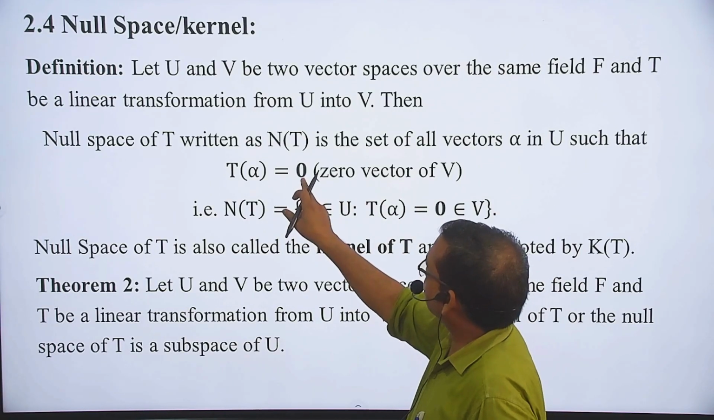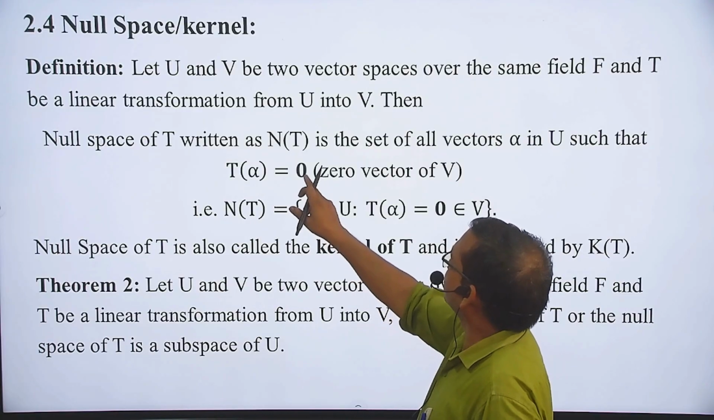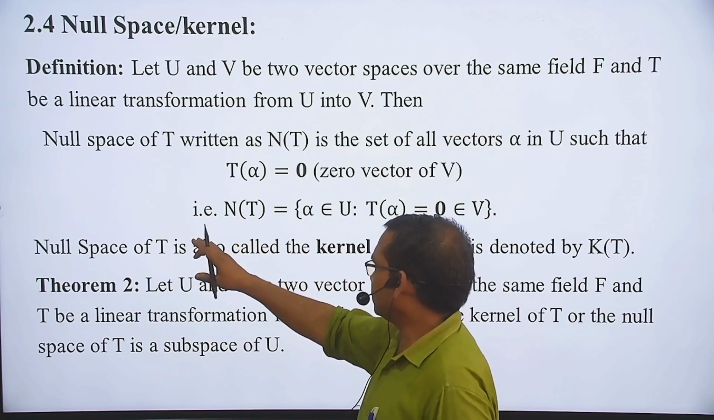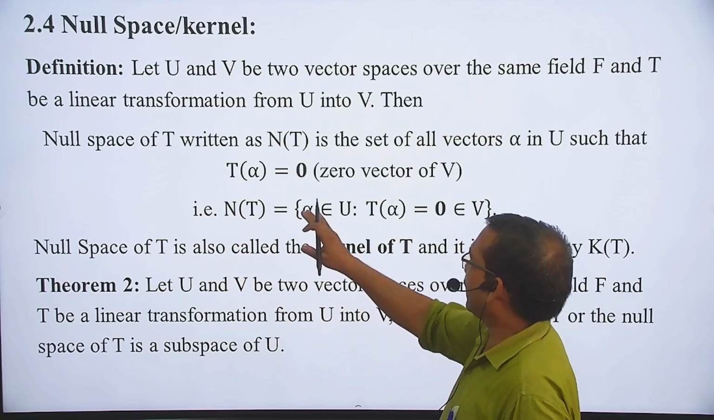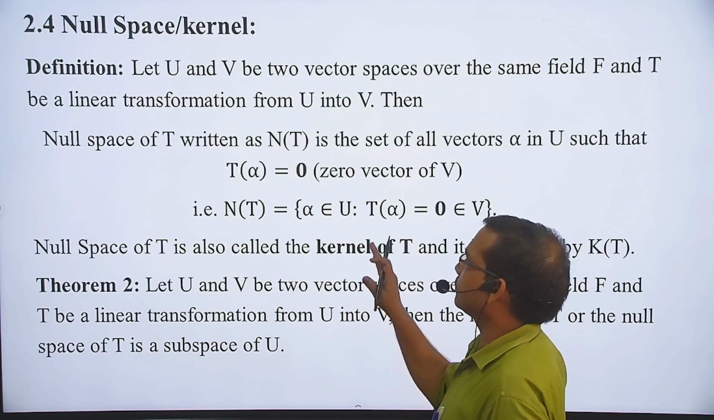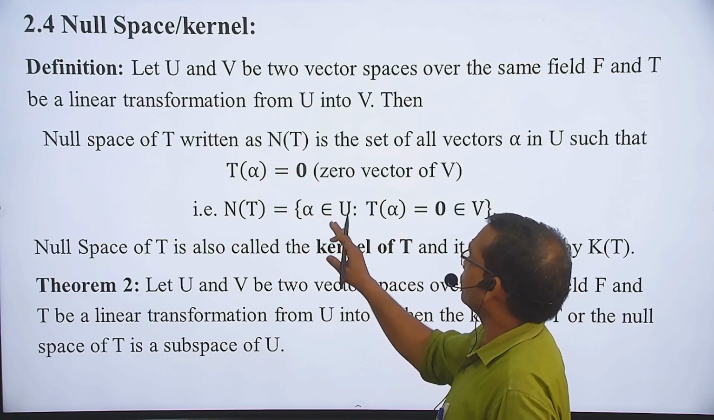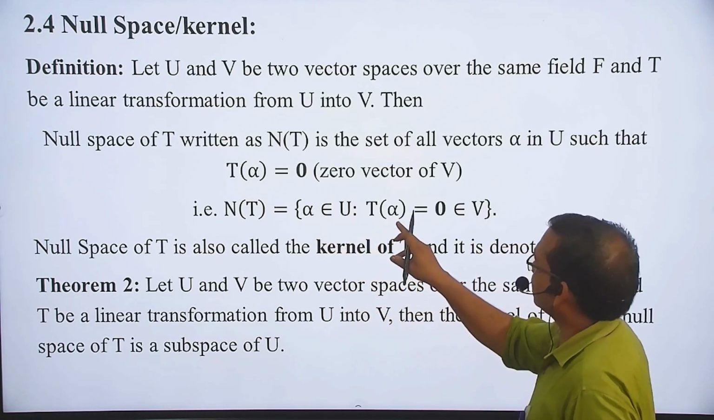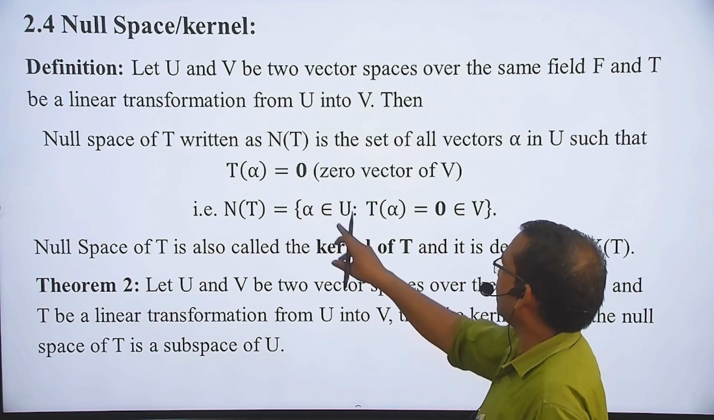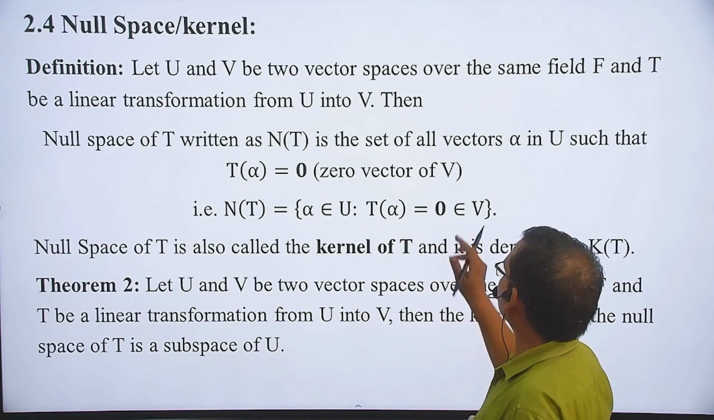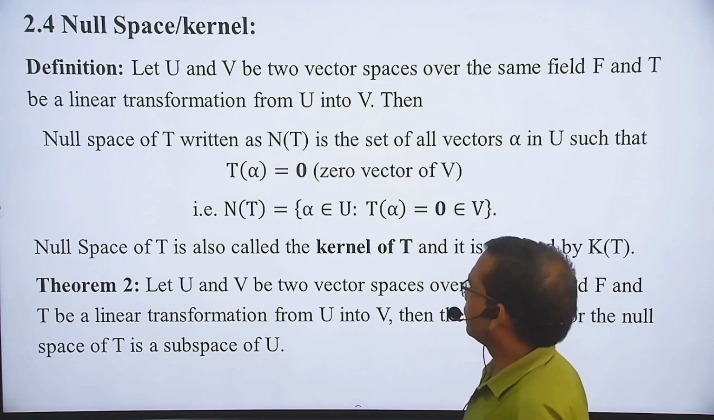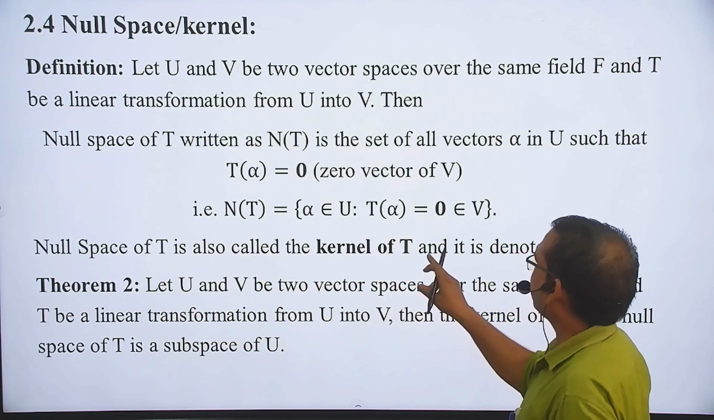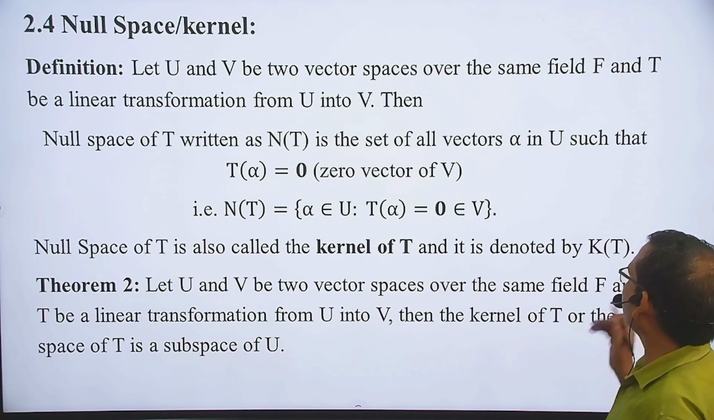Here, the right hand side of the equation is the zero vector of V, that is, the codomain. That is, null T is equal to the set of all those elements alpha belonging to U that have image 0: alpha belongs to U such that T alpha is equal to 0, where 0 belongs to V. The null space of any linear transformation is also called the kernel of T, and it is denoted by ker T.